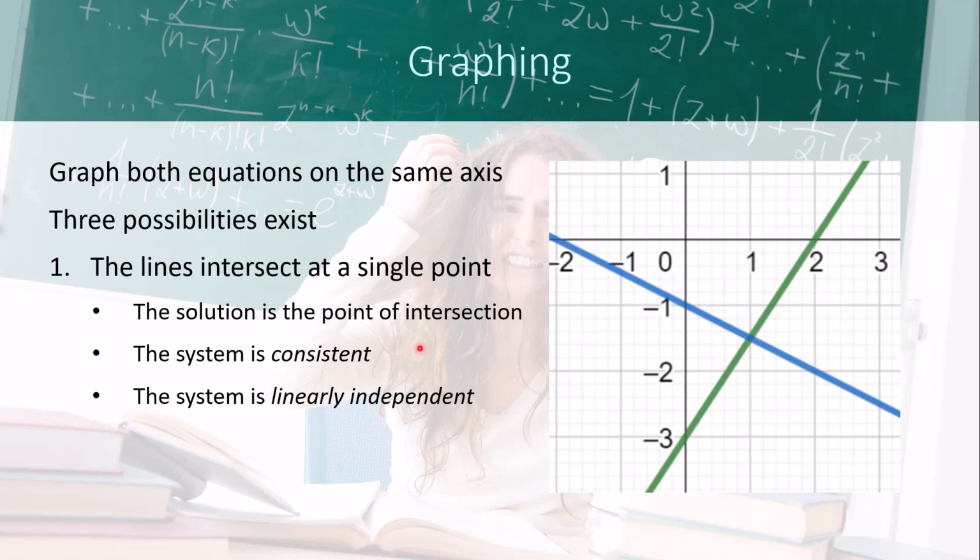If that occurs, we say that the system is consistent and that the system is linearly independent. It may not be important now, but as you go on, you might find these things will be more relevant to you.